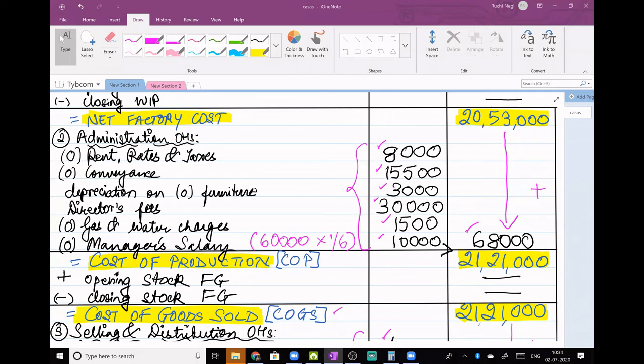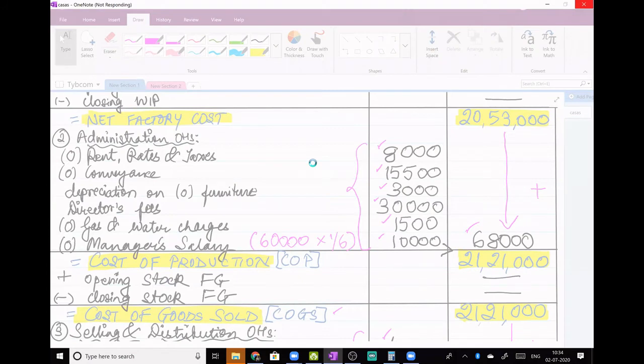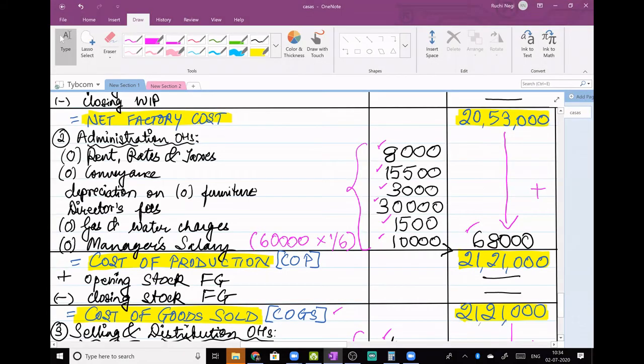Fine. Next, move on to selling and distribution overheads. And students, start giving your attendance also simultaneously.